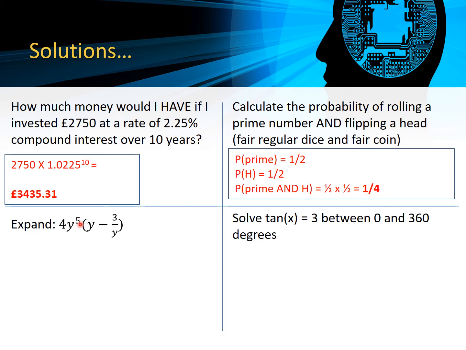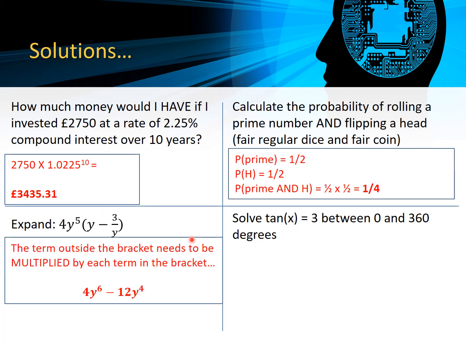We're going to expand this, so remember each time you multiply the term on the outside by each of the terms on the inside. So 4y to the 5 times y is 4y to the 6, and 4 times 3 is 12. Y to the 5 over y leaves me with y to the 4.